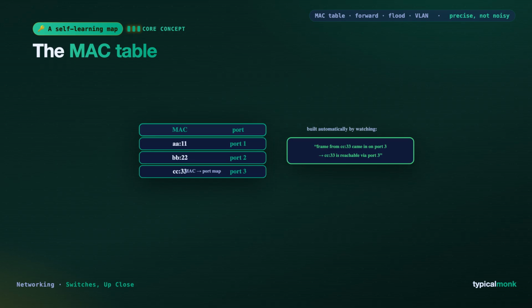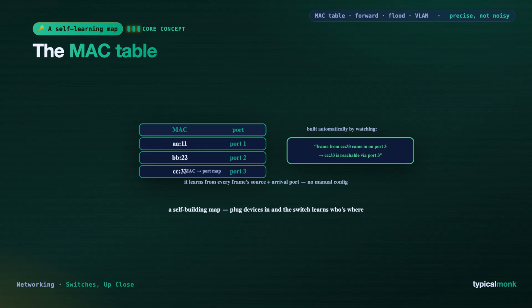The beautiful part is how the table gets built. The switch learns it automatically by watching. Every frame that arrives carries a source MAC address, the sender's identity, and it arrives on a particular port. So the switch reasons, "I just saw a frame from this MAC come in on port 3, therefore that MAC must be reachable through port 3." It records that, and now it knows. It does this for every frame constantly, so the table stays current as devices come and go.